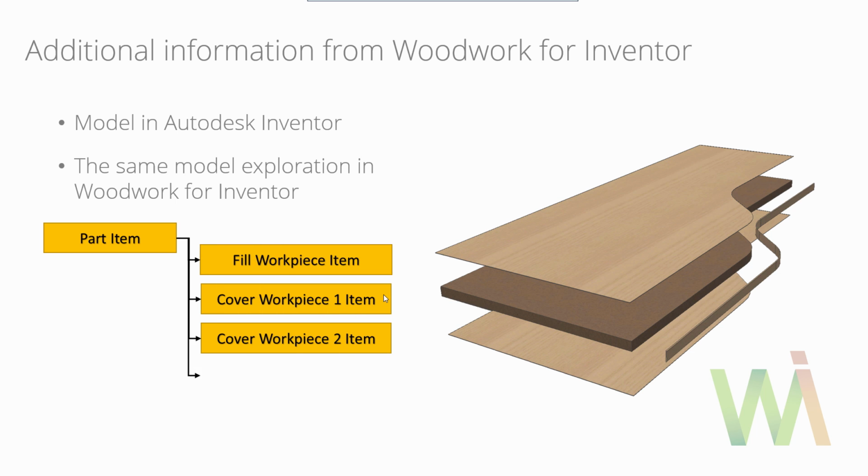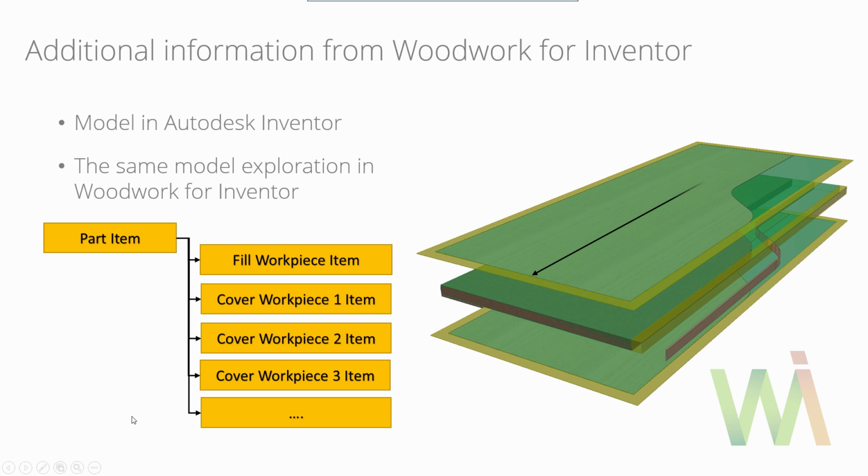So we should get such information about the part, like the fill workpiece, the cover workpiece, the next cover workpiece, etc. So all the workpieces should be listed. And speaking about their dimensions, as you understand, the size of each one can be different too. Because for the core material you can set one set of oversizes, for the veneer you can have other oversize options, and so on. So all this information should be calculated.